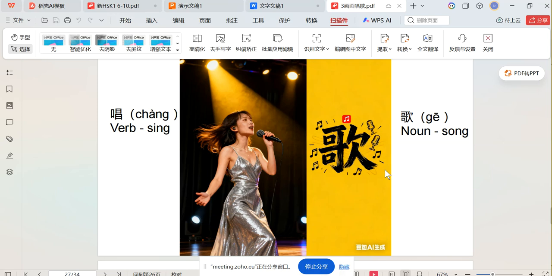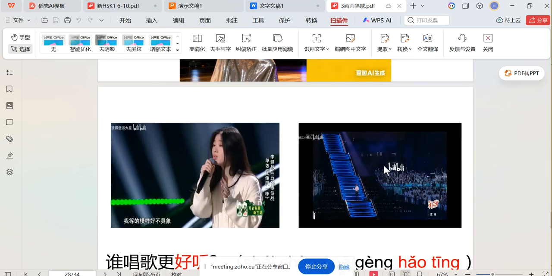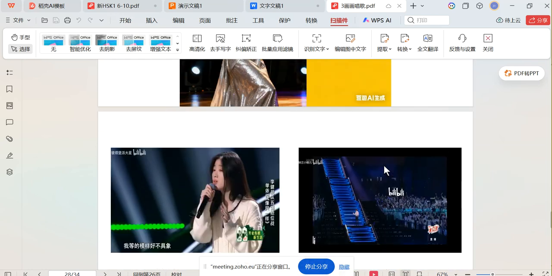唱歌。 She is singing a song. 她在唱歌。 他在唱歌。 So they are singing the same song. We can say they are singing. How do I say they?